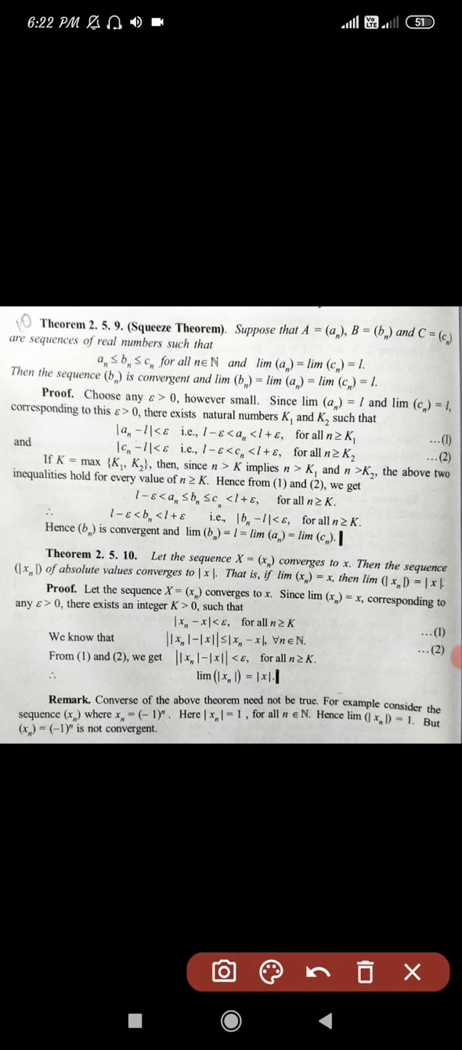So therefore l minus epsilon less than bn less than l plus epsilon, that is mod of bn minus l less than epsilon for all n greater than or equal to k. Hence bn is convergent and limit of bn equals l, which is equal to limit of an and also limit of cn.